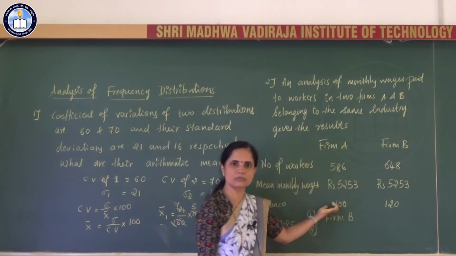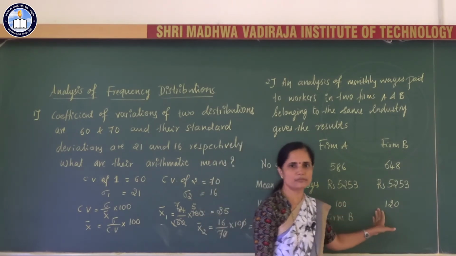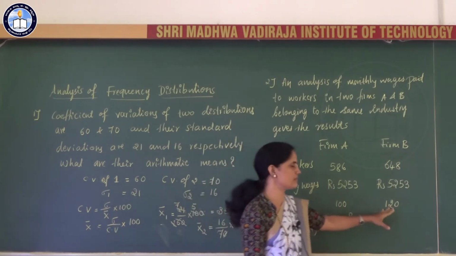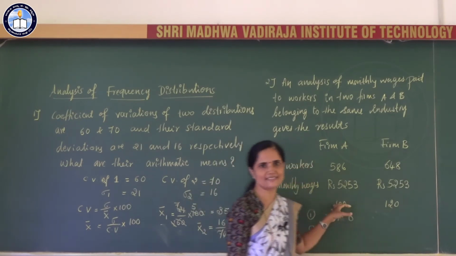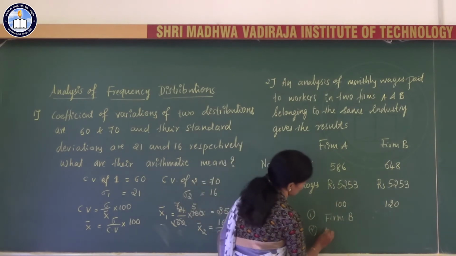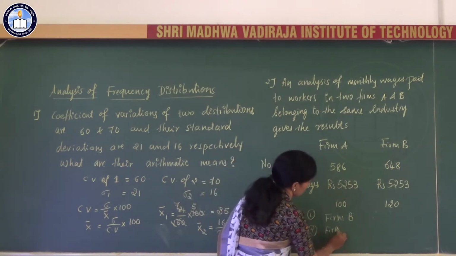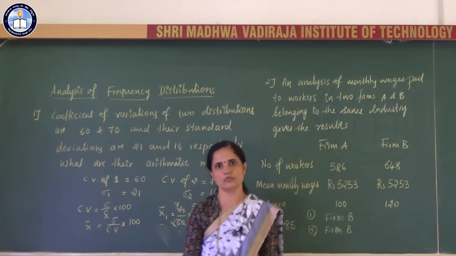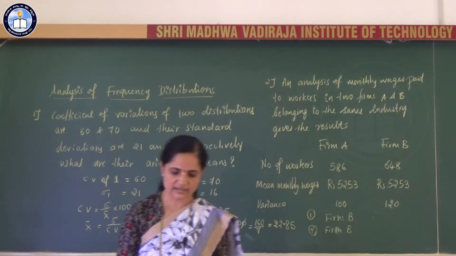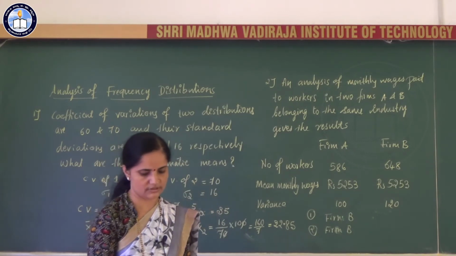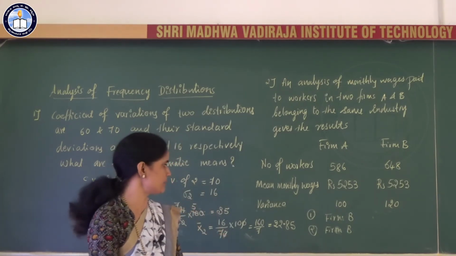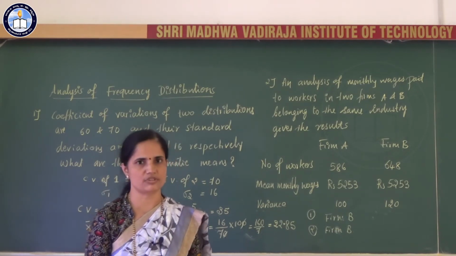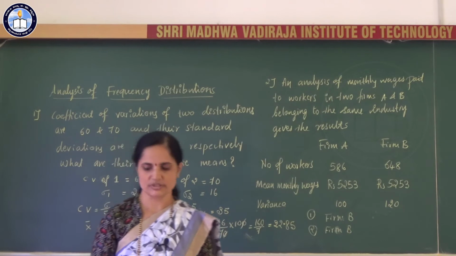Standard deviation is nothing but the root of the variance. Therefore for the second question also you need not calculate anything. So the root of 120 is more than the root of 100, is it not? Therefore the answer is firm B. So firm B is more variable, because it has the more value of standard deviation, therefore it is more variable as compared to firm A. So that is the answer for the second question. Let me go for the next questions.